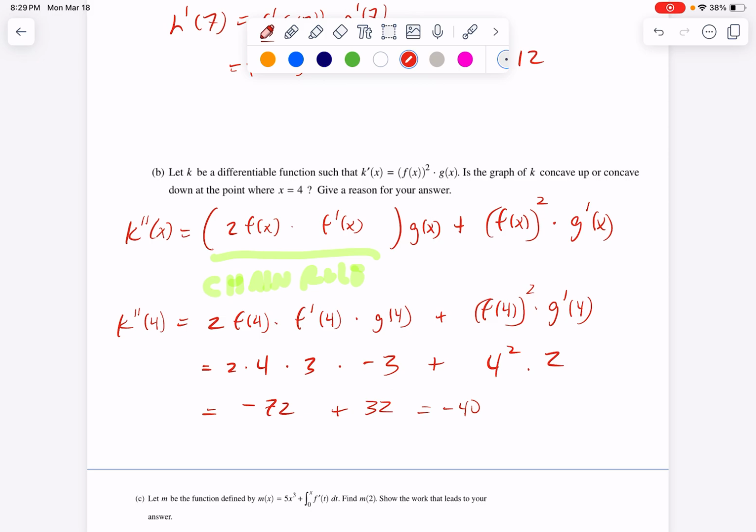So why did we do that? Because we want to know if we're concave up or concave down at that point. So we notice that this is negative. K double prime of 4 is negative. So K is concave down. Make sure it's clear what your answer is at x equals 4. This was 3 points. Basically 1 point for demonstrating that you know some of the derivatives, 1 point for getting the correct answer, and 1 point for the right conclusion.